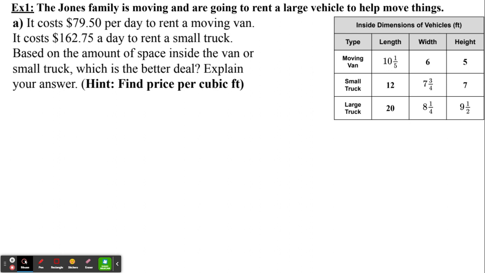Okay, the first one says the Jones family is moving and are going to rent a large vehicle to help move things. It costs $79.50 per day to rent a moving van and $162.75 a day to rent a small truck. Based on the amount of space inside the van or the small truck, which is the better deal? Explain your answer. The hint is find the price per cubic foot.